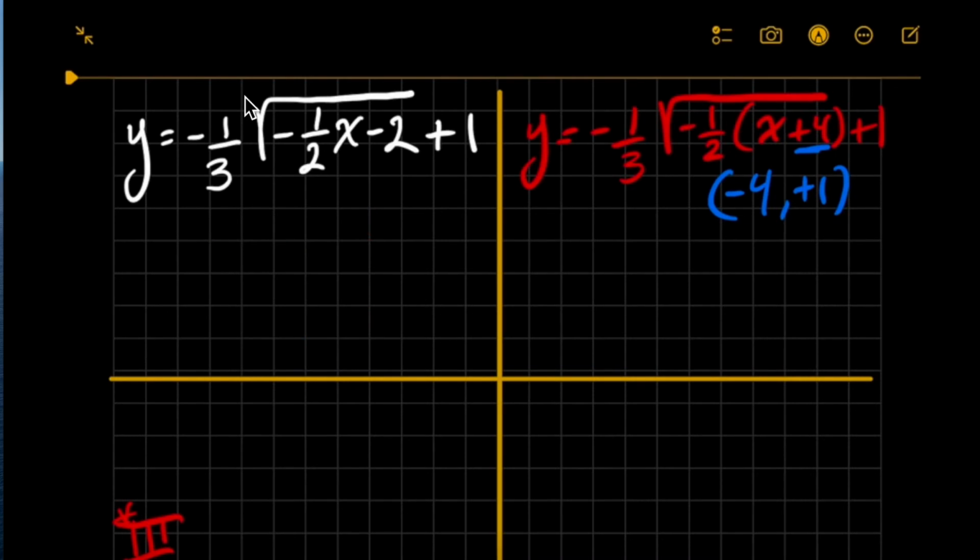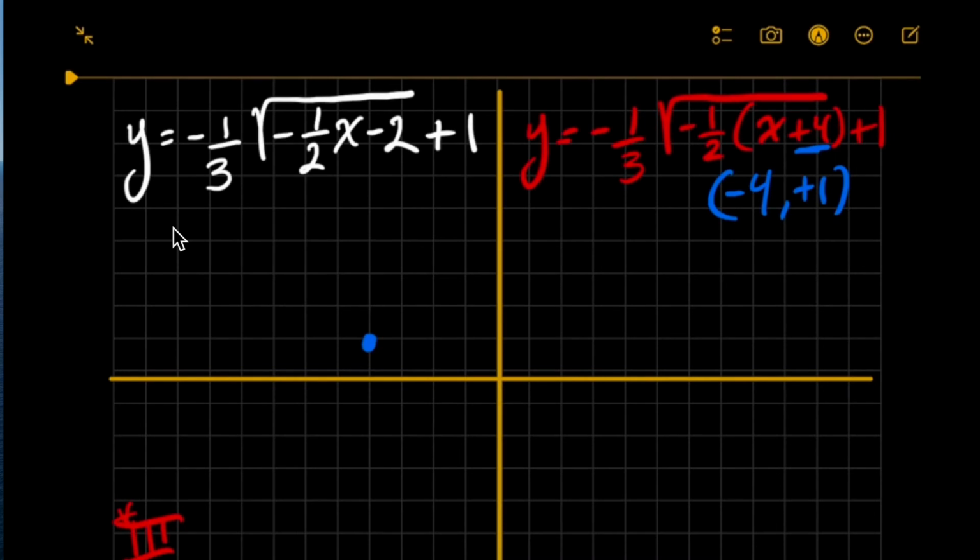And establish the origin. It's going to be at negative 4, positive 1, like so. And we know this graph is going to head towards the third quadrant. Now, that negative 1/3 means two things. It's going to open down, and it's going to be relatively flat. That 1/3 is going to tamp down the bounce.